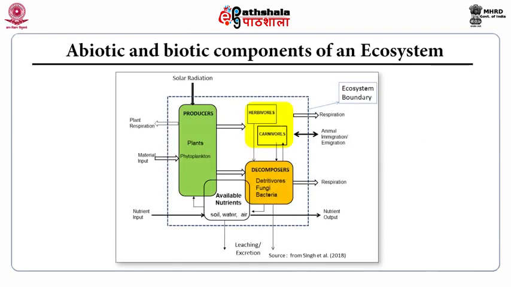So this is an illustration of the abiotic and biotic components of the ecosystem. Here the producers are shown in green color, which include the plants and the phytoplankton. Then the energy from the producers goes to the herbivores and then to the carnivores, and then the energy is transferred to the decomposers.